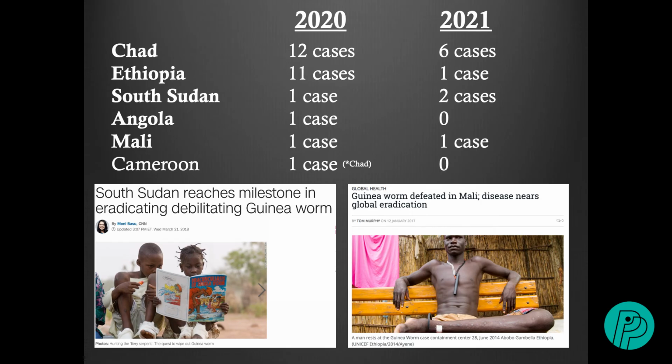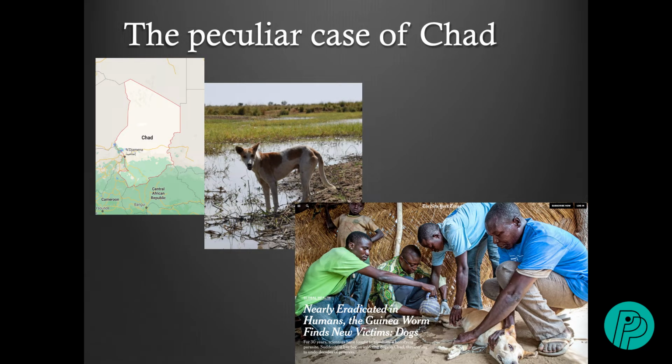These cases are distributed just across a few countries, Chad having the most cases, both in 2020 and in 2021, and Ethiopia having 1 case this year, but 11 cases last year. South Sudan has 2 cases this year, and Mali has had 1. Angola also is considered endemic and had a case last year. And then Cameroon had a case last year, but it was highly suspected to have been a cross-border transmission from Chad. So again, because Chad has had the bulk of human cases recently, and as you'll see, domestic dog infections as well, much of our work is going to focus in on Chad.